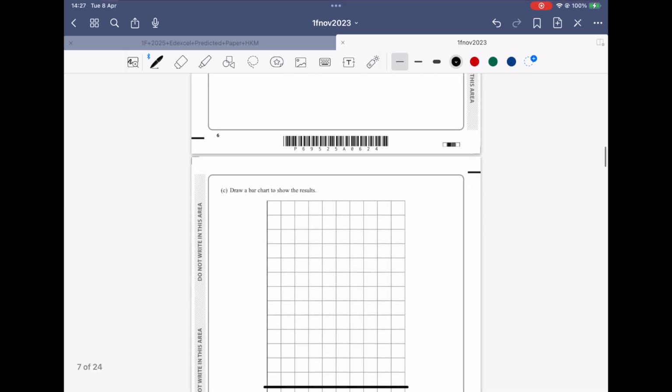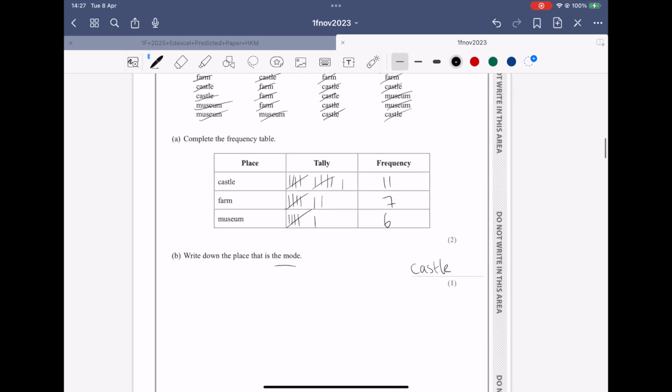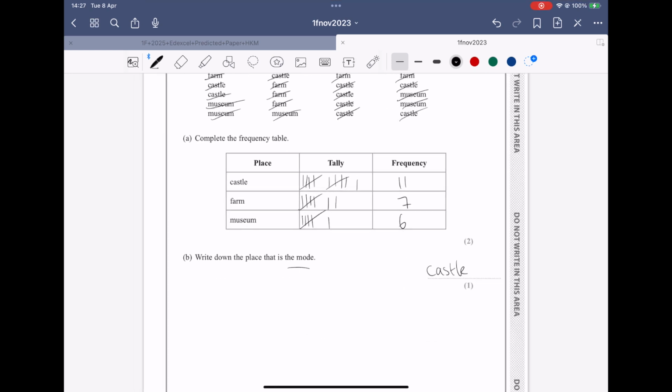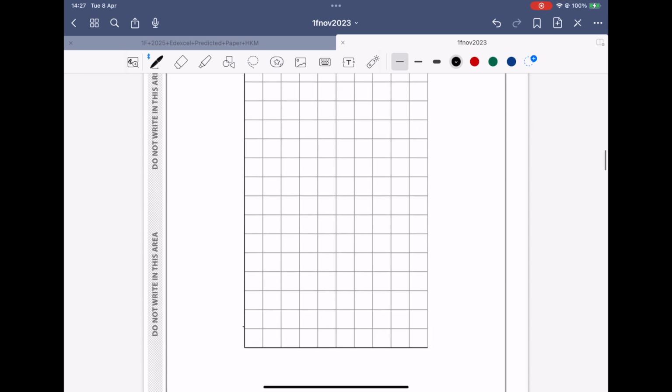Okay, and then next question is drawing a bar chart to show the results. So we should have 3 things in our bar chart, and from the bottom it'll be castle, farm, museum, and then the frequencies, the numbers on the side. We need to reach 11. So let's just see, can we do that? 1, 2, 3, 4, 5, 6, 7, 8, 9, 10, 11.